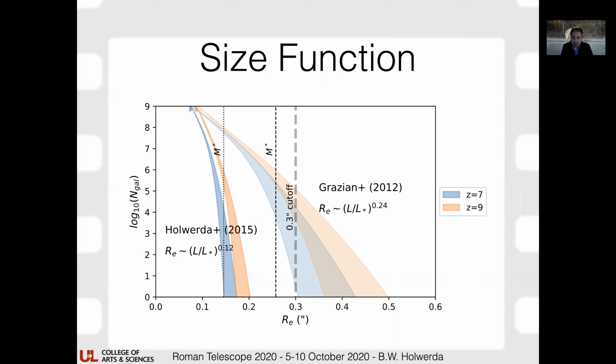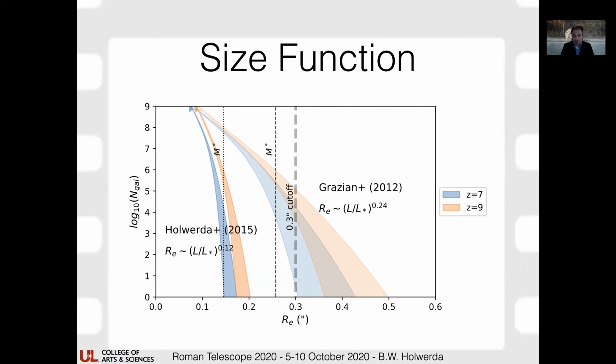If I look at the Gratian result, there are galaxies that are bigger than 0.3, but there's nothing bigger than 0.5 arc seconds. I want you to note that there are these two, the dotted line and the thin dashed line. Those are the points where m star would lie. So your luminosity function isn't particularly constrained by having the 0.3 arc second cutoff.